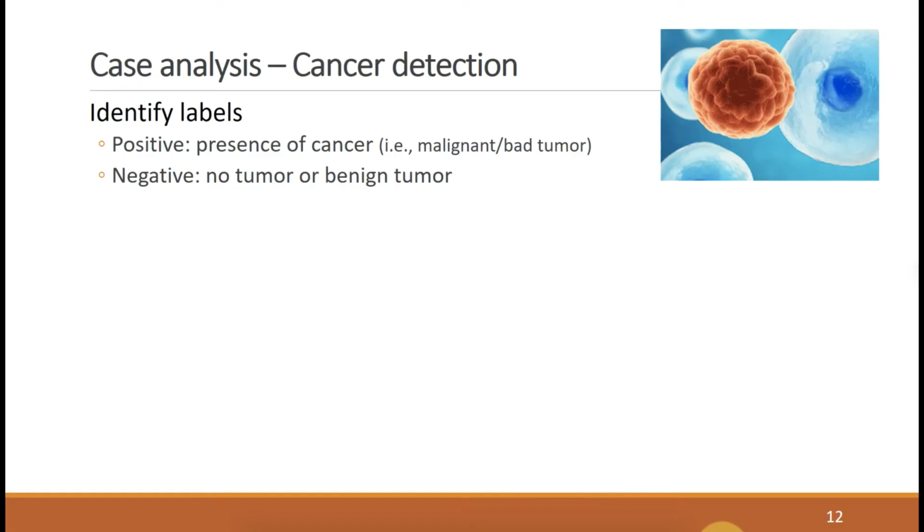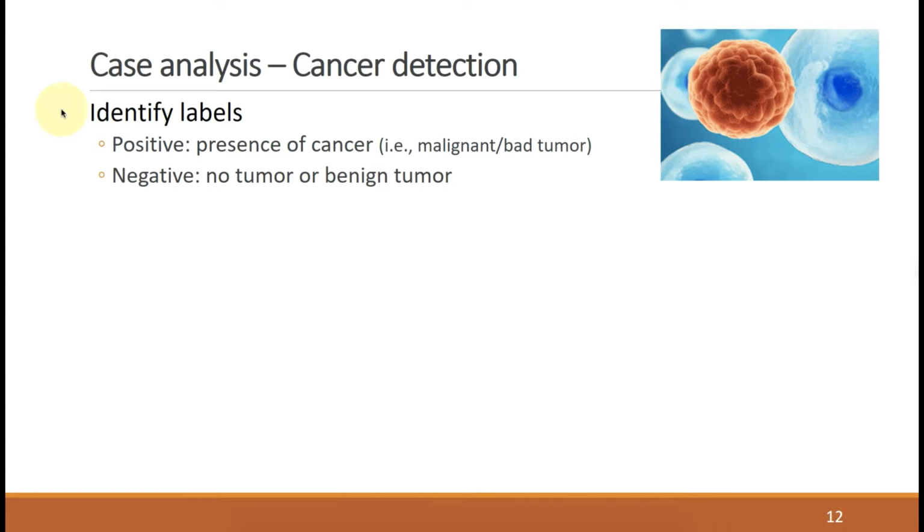In this video, I will demonstrate how to analyze a binary classification problem and evaluate which error, false positive or false negative, is more severe or more consequential. I will use a case of cancer detection to demonstrate how to analyze the problem.